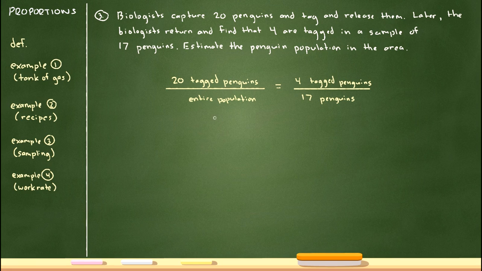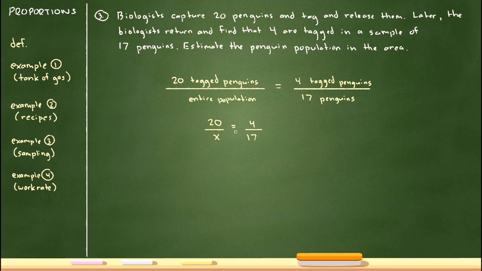So this ratio, let me drop the units here, could be written as 20 over x is equal to 4 over 17. This would be one way to set it up, or we could say x over 20 is equal to 17 over 4. That would be another correct way to set it up. And I'll just do it like this here, and we'll go ahead and solve for x.